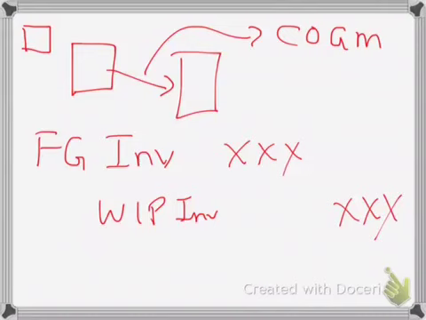The next thing that we are going to be looking at is figuring out cost of goods manufactured. Cost of goods manufactured is where we go from our work in process over to our finished goods inventory. So we're increasing our finished goods and decreasing our work in process. The debit is going to be to finished goods inventory, and my credit would be to work in process inventory.